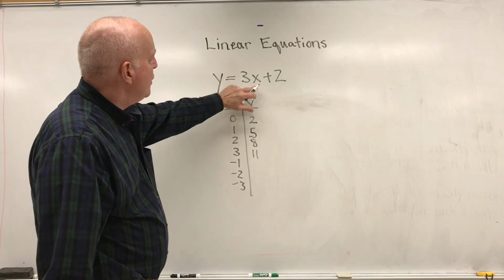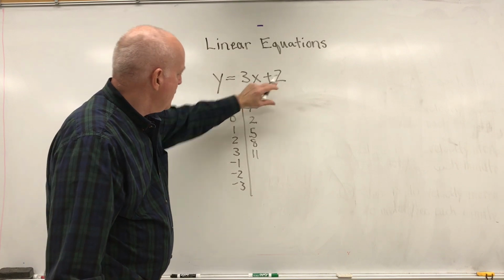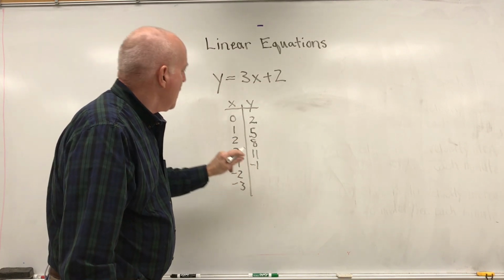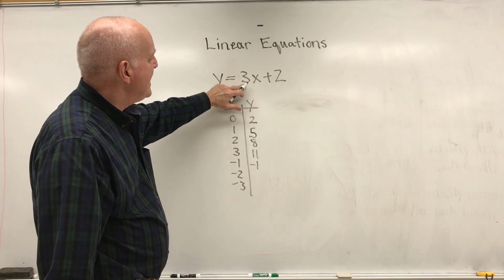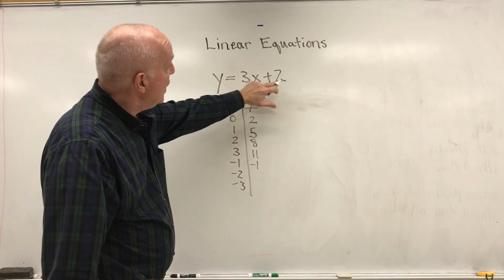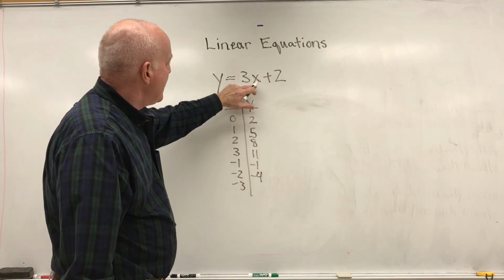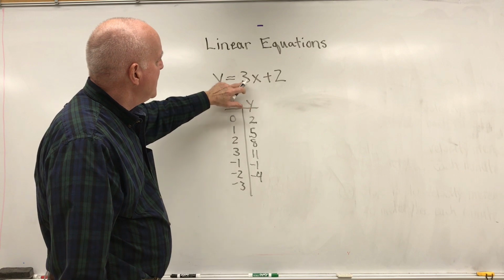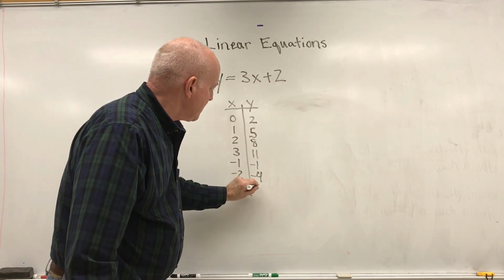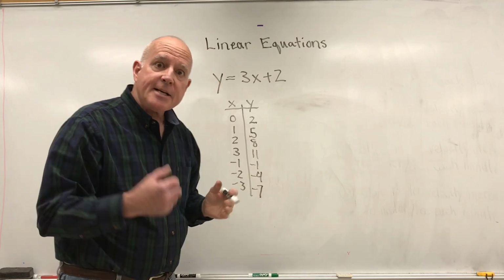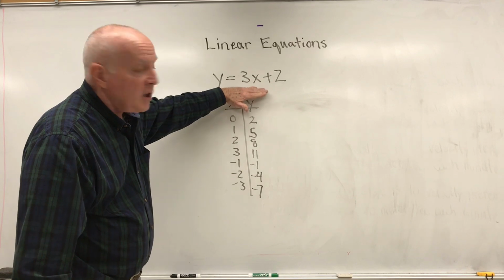When x is negative 1, I've got negative 1 times 3 is negative 3, plus 2 is negative 1. When x is negative 2, I've got negative 2 times 3 is negative 6, plus 2 is negative 4. And then when x is negative 3, I've got negative 3 times 3 is negative 9, plus 2 is negative 7.